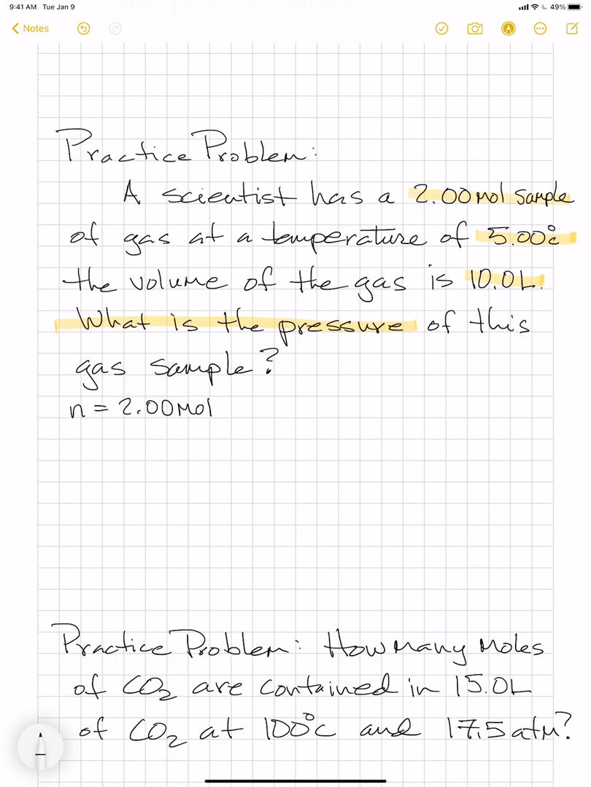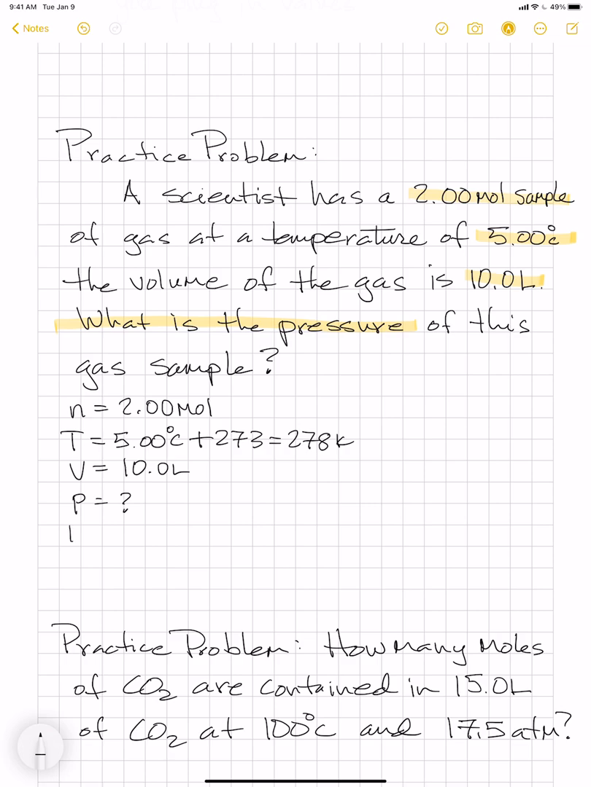Remember that n, that's a new value for us. That's a new piece of information that you guys haven't studied before. So just be aware, go back in the notes and you'll find it, okay? The gas is at a temperature, so temperature is equal to 5.00 Celsius. Now instantly convert that to Kelvin. 273 plus 5 is 278 Kelvin. And then you have volume is equal to 10.0 liters. And P is the unknown. You're solving what is pressure.